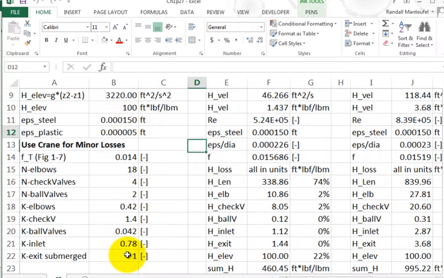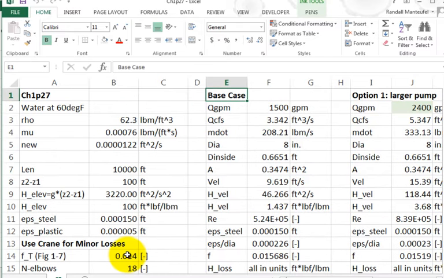All right. First of all, let's analyze the base case before we move to options. So the base case, you have 1,500 GPM running through it. That's the flow rate in feet per second. That's the mass flow rate. 8-inch diameter. They tell you, this is what I did because they told me the actual ID of a plastic pipe. I went and looked up the actual ID of the standard 8-inch Schedule 40 pipe.